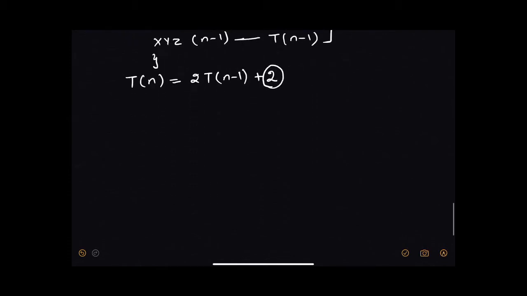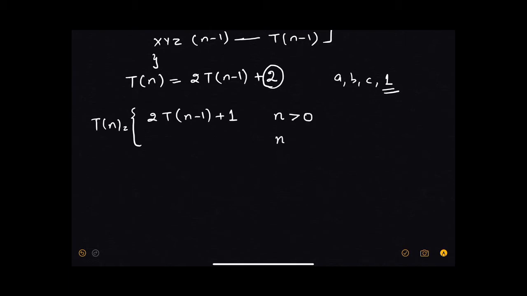You can take anything. You can take it as A, B, C, 1. So I'm taking 1 as a general constant. If you do it with 2, it will also give you the same time complexity. So the total recurrence relation T(n) becomes 2T(n-1) + 1 for values of n greater than 0. For n equal to 0, you will get a value of 1.